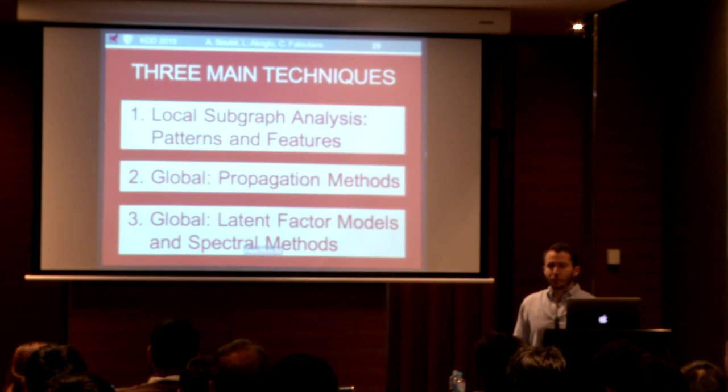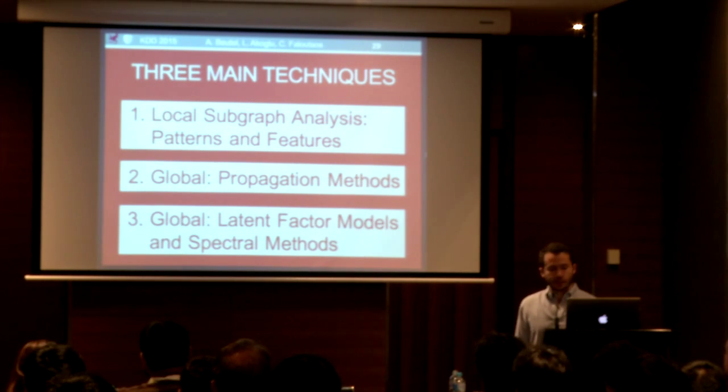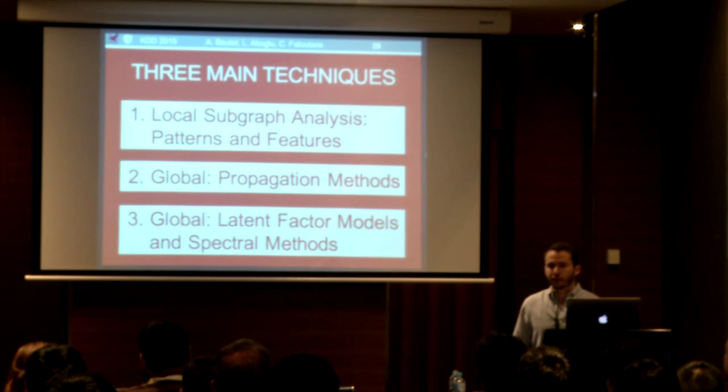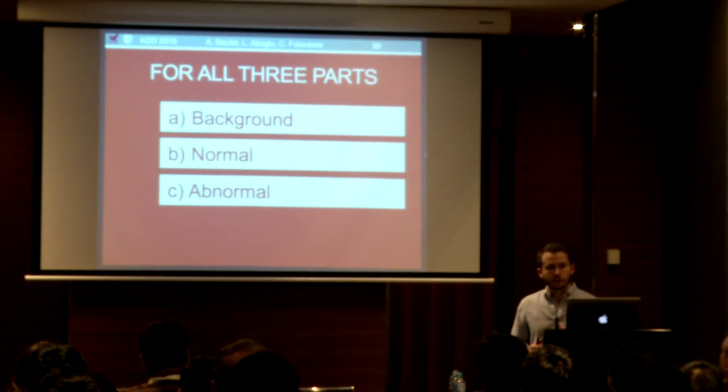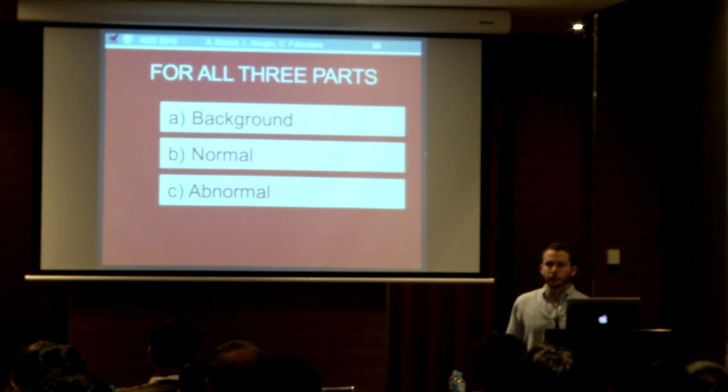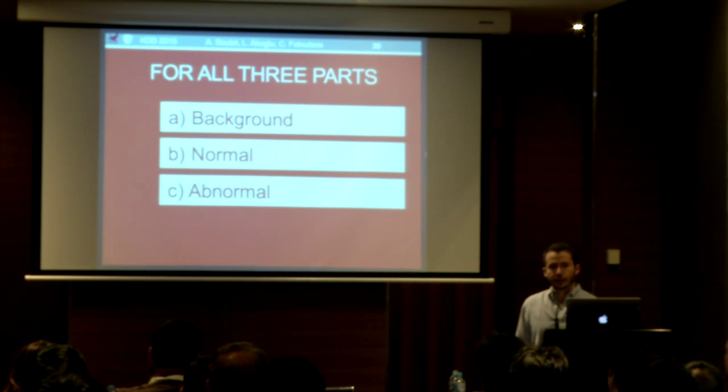So we're going to go through three main techniques over the course of this talk. The first is local subgraph analysis, which Leman will present, followed by global propagation methods through the graph, and finally latent factor models and spectral methods. For all three, we'll go over the background to get you up to speed on what we mean, the base material and techniques, followed by the way they can be used for some of these normal problems I just mentioned, predictions, things like that, and then ultimately how they can be used to understand anomalies, outliers, and fraud.